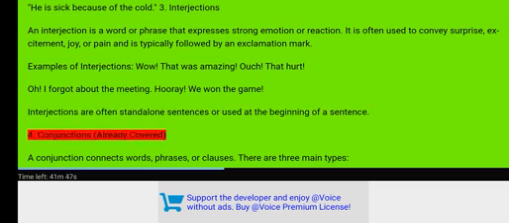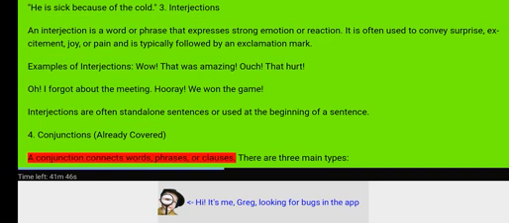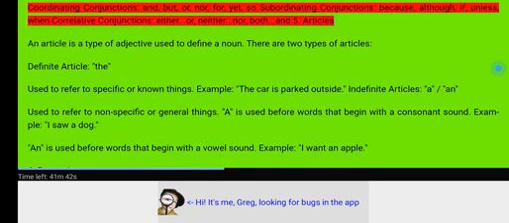4. Conjunctions, already covered. A conjunction connects words, phrases, or clauses. There are 3 main types. Coordinating conjunctions: and, but, or, nor, for, yet. Subordinating conjunctions: because, although, if, unless, when. Correlative conjunctions: either, or, neither, nor, both, and.